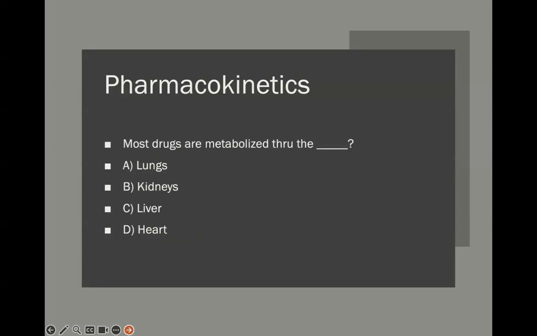So most drugs are metabolized through the A, lungs, B, kidneys, C, liver, D, heart. You can go ahead and answer in the chat. Most drugs are metabolized through which one of these? Okay. Correct answer is C, the liver.